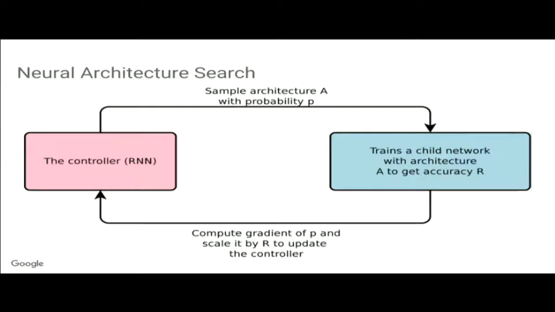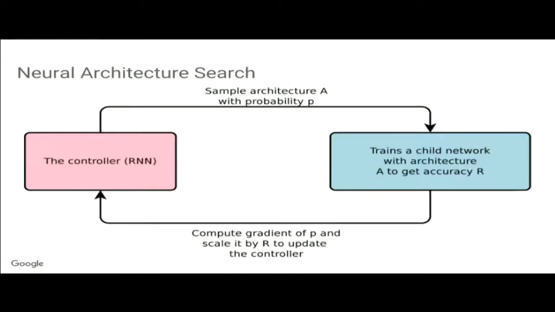So the controller again is an RNN. It will generate a string. You sample an architecture A according to that string. And when you sample, you have some probability, which is basically the product of the probabilities of the tokens generated in the string. So that's probability P. Then you train the child network with that architecture A to get some accuracy R. In our experiment, we use validation set accuracy. By using validation set accuracy, you can fold in the concept of generalization as well, which is fairly powerful.